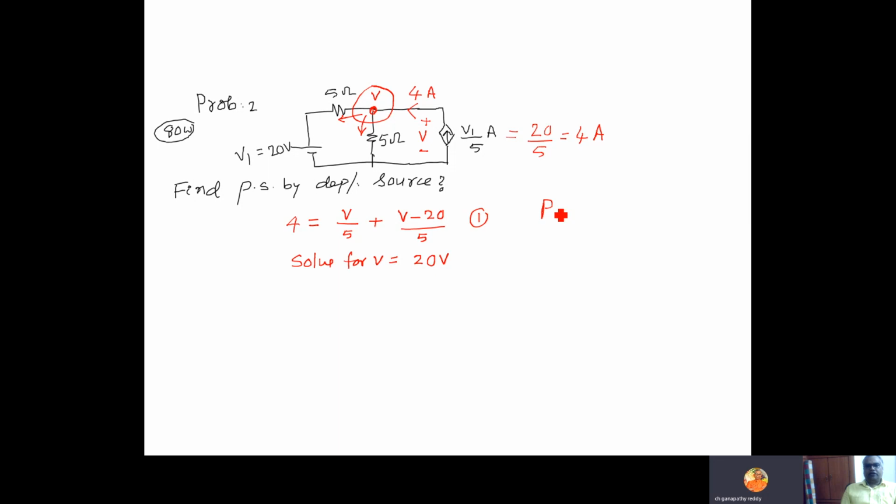Then what is the power supplied? Power supplied is here, current flowing from negative to positive. So supplied is positive. We want supplied only, therefore plus, and voltage is 20, current of 4. So answer is 80 watts. Now this source is supplying power of 80 watts. So here I used nodal. Using nodal, I got it.